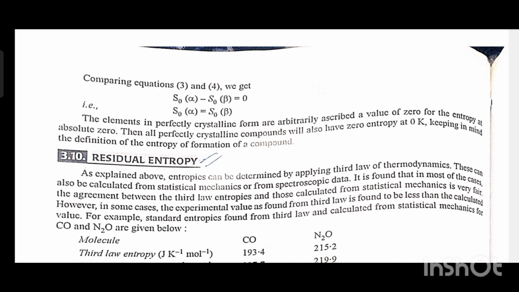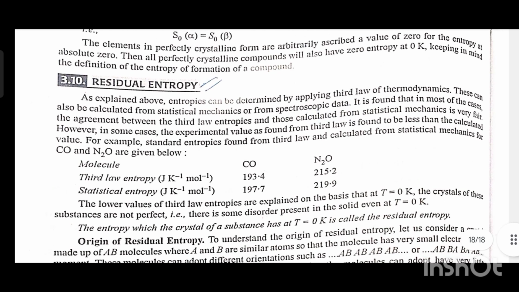The elements in perfectly crystalline form are arbitrarily ascribed a value of 0 for the entropy at absolute 0. Then all perfectly crystalline compounds will also have zero entropy at 0 Kelvin, keeping in mind the definition of entropy of formation of a compound. Residual entropy.